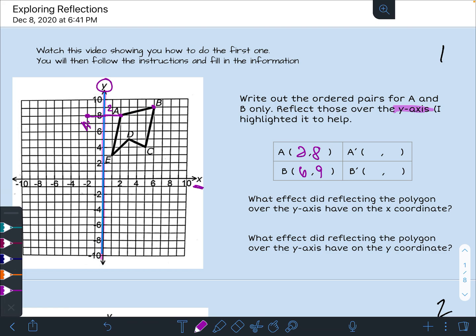B is over here, and it is 6 away from the y-axis, so I'm just going to go 6 away to the other side, and that is going to give me B prime. So when I go to write my new ordered pairs, A prime is at (-2, 8). B prime is now at (-6, 9).